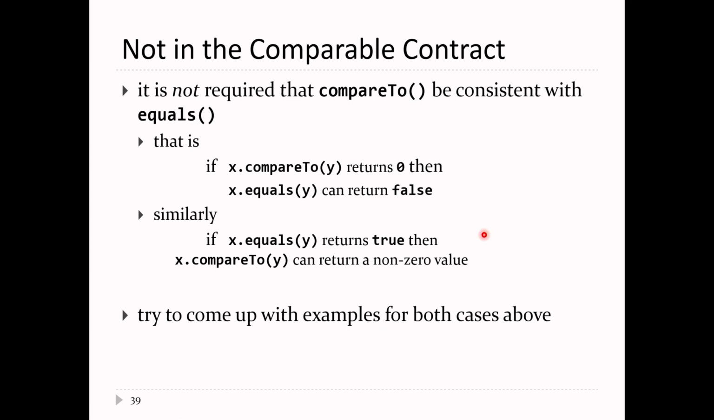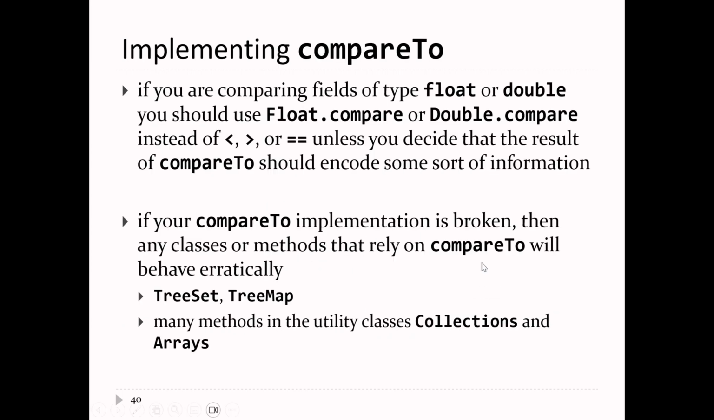It's harder to come up with situations for the second case, but it is possible to do. So if you're implementing compareTo, when you get to the point where you're actually going to compare the two values, use one of the methods from Float or Double. So use Float.compare or Double.compare or Integer.compare or Long.compare, et cetera. Those methods will do the if statement for you. You don't have to write it out yourself.